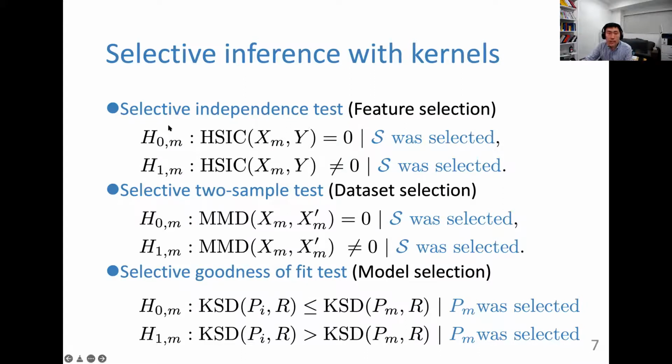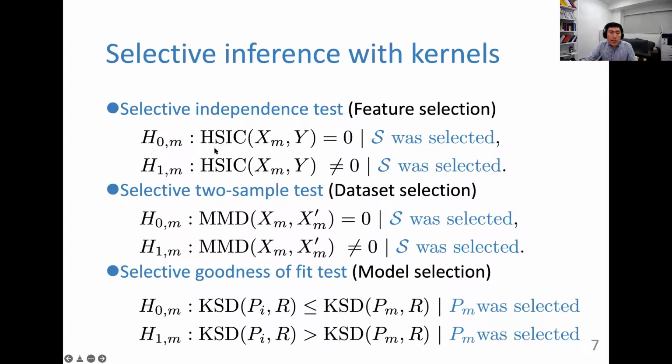selective tests. One is called the selective independence test. This can be used for feature selection. Also, the selective 2-sample test. This can be used for dataset selection. Also, this can be used for binary classification problems. Also, the selective goodness of fit test. This is for model selection.